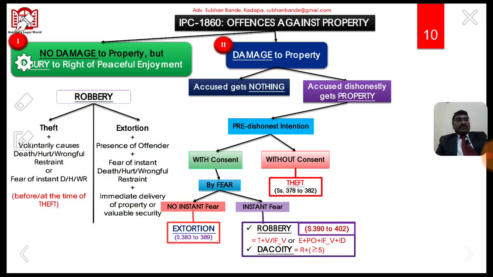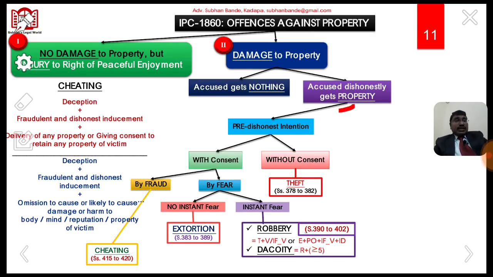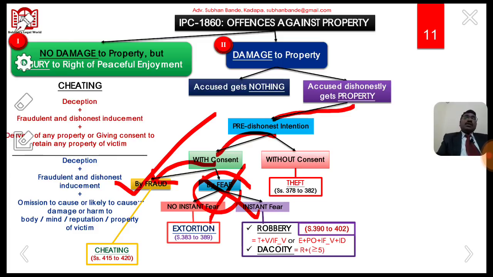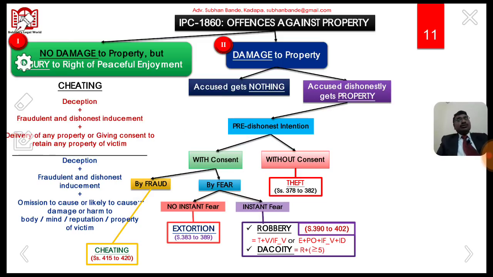Next, let us see the 7th one. Here, the accused dishonestly gets the property. His intention is pre-dishonest intention. With the consent of the owner, the accused gets the property. Here, the consent is obtained by the accused not by fear, but by means of fraud. Here the word fraudulent is used along with the word dishonest. Whenever a person dishonestly gets the property with pre-dishonest intention with the consent of the owner, but such consent is obtained by fraud, it is said to be cheating.